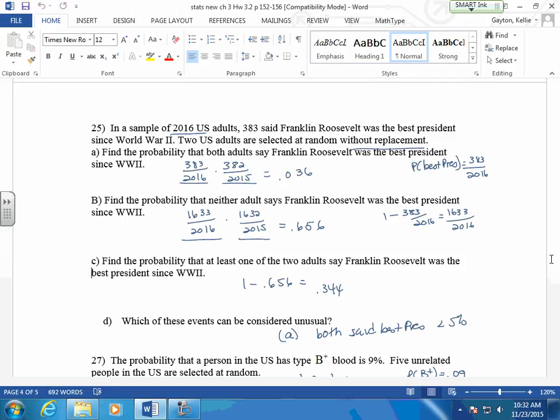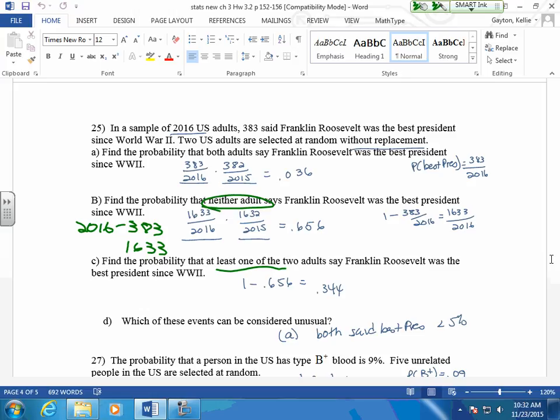So your total is 2016. If 383 said yes, then taking away 1 would be 382. Kind of like almost the exact same as the one before this. Find the probability that neither says yes. You have to use the 2016 minus 383. This says neither says yes. So if you're looking for the at least one, the only case you don't want is the neither case.